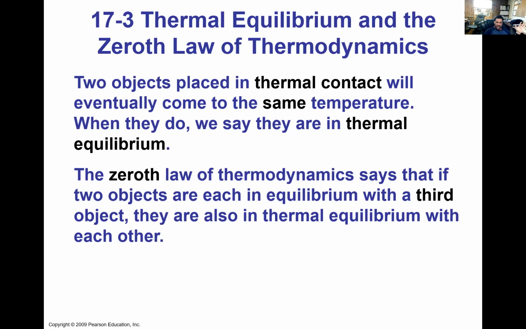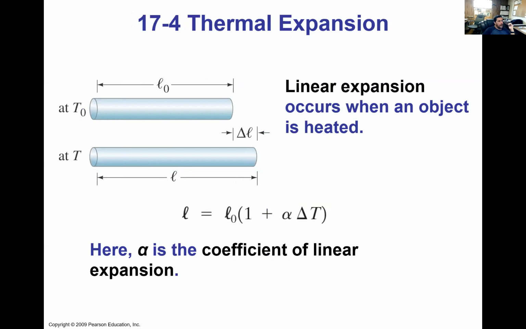Okay? Kind of like, if you think about what that's saying, if you have two objects that are in equilibrium with a third, right, they're also in equilibrium with each other. So, I mean, I think that makes sense intuitively. To be honest with you, I'm not quite sure why they had to make a law about it. And even so, I'm not even sure why they called it the zeroth law. Why don't we just call it the first one? Anyway. All right. Let's look at thermal expansion.